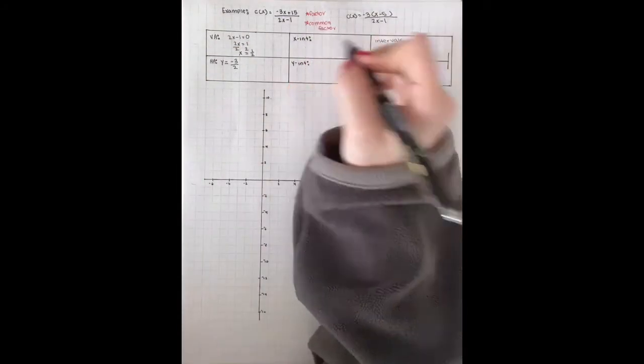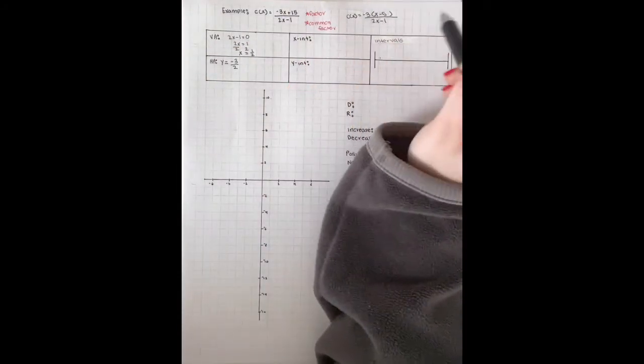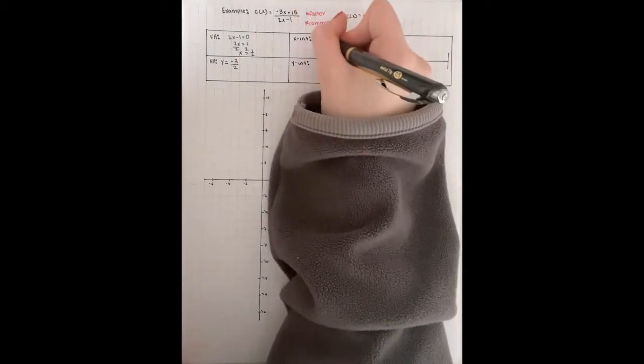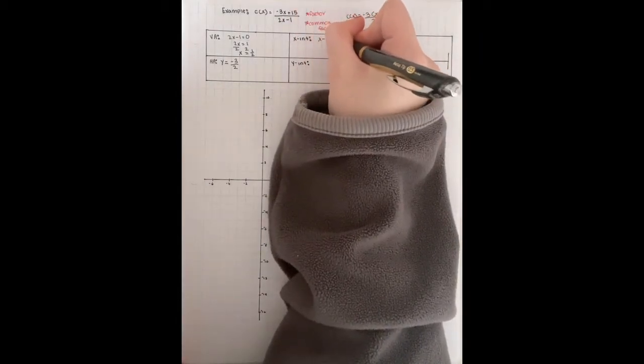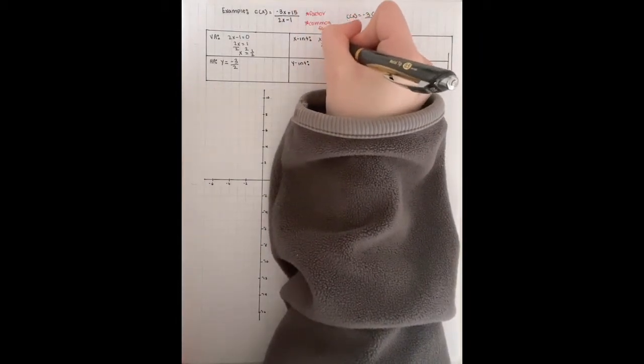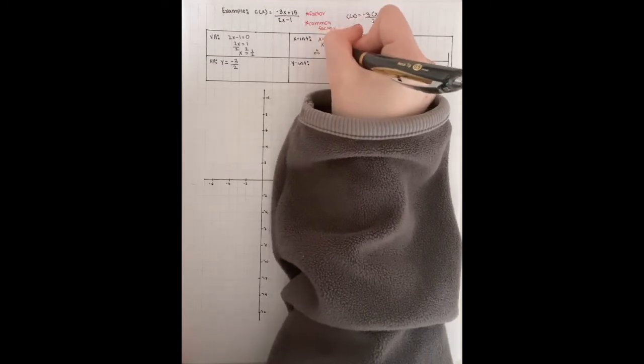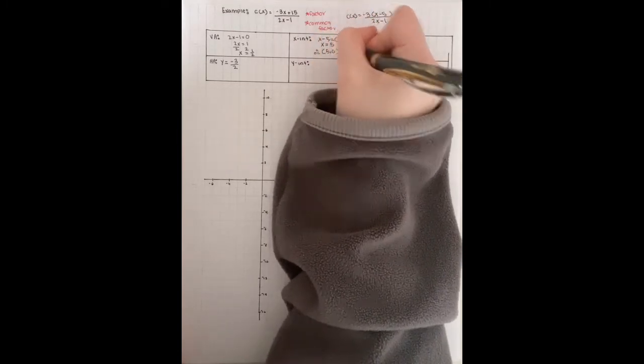To get the x-intercepts, we set the numerator to 0. So we have x minus 5 equal to 0, and then solve for x. So x is going to be equal to 5. Therefore, we have an x-intercept at (5, 0).